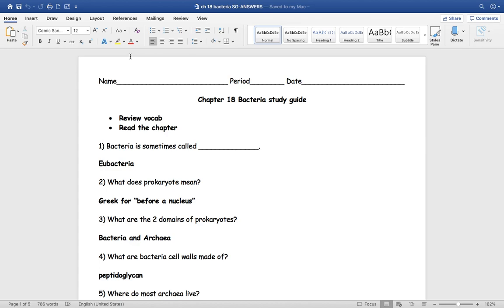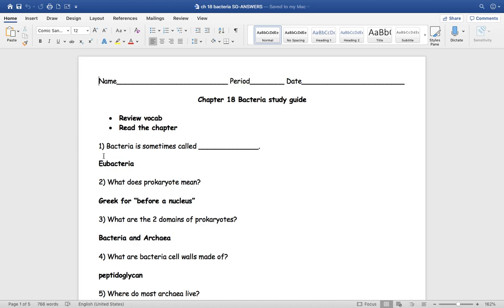All right, so let's go over this study guide. This is the bacteria study guide. After we finish bacteria, we will have a test on it. Then we'll start viruses. I really, really wish we would have a test tomorrow, so I'll talk to you about it when I get onto the thing. All right, so number one, bacteria is sometimes called eubacteria.